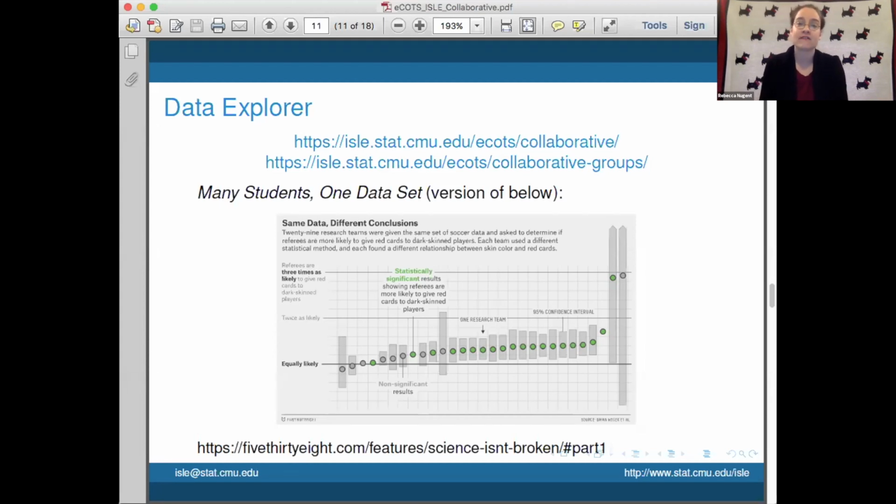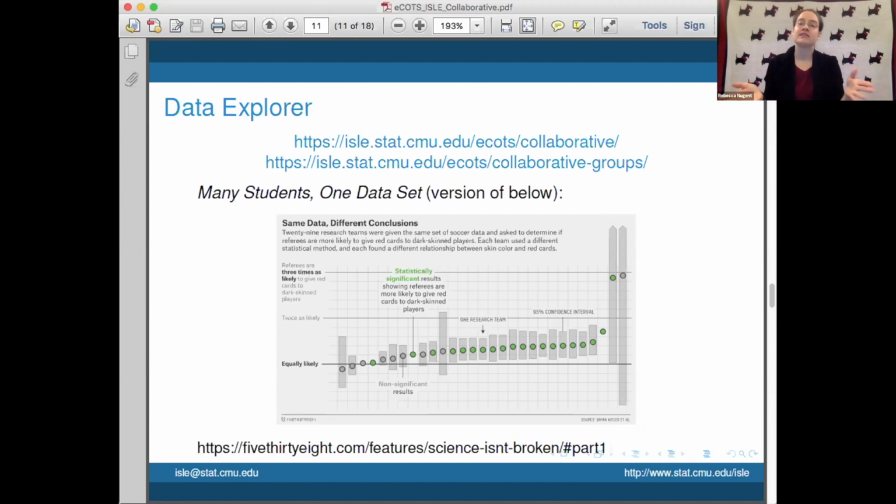And this is a version of the many analyst one data set study that was published a few years ago. If you're not familiar with that study, they gave 29 research teams the same set of soccer data, and they asked them to determine if referees were more likely to give red cards to dark-skinned players. And essentially, the teams went off. They all worked on their data for a while, their analysis. These are trained statisticians, trained data analysts.